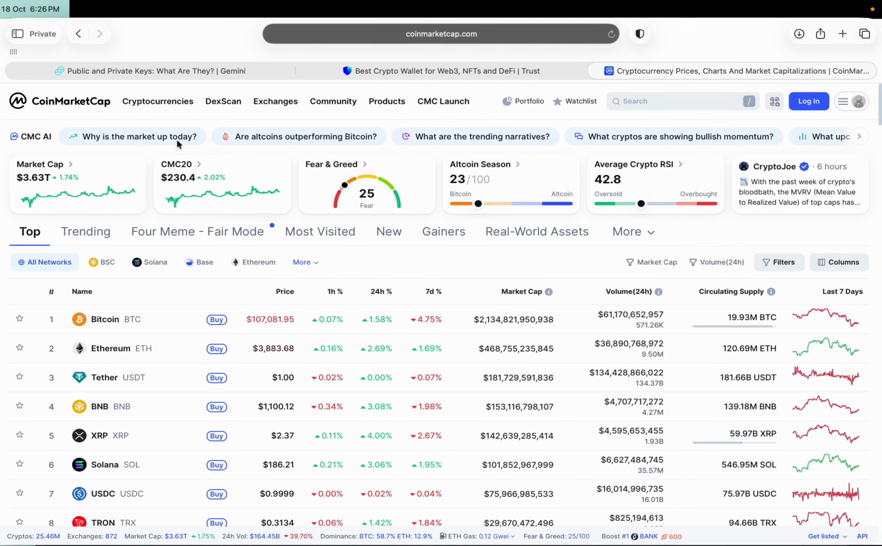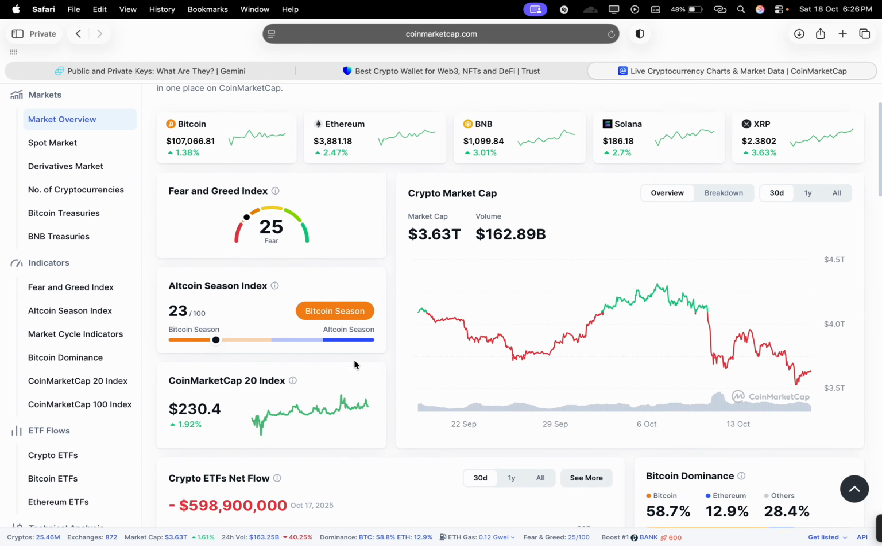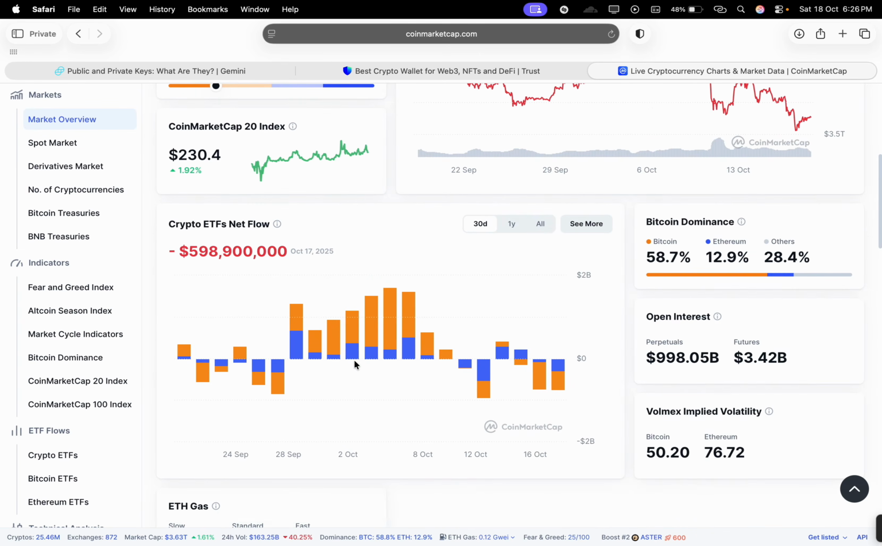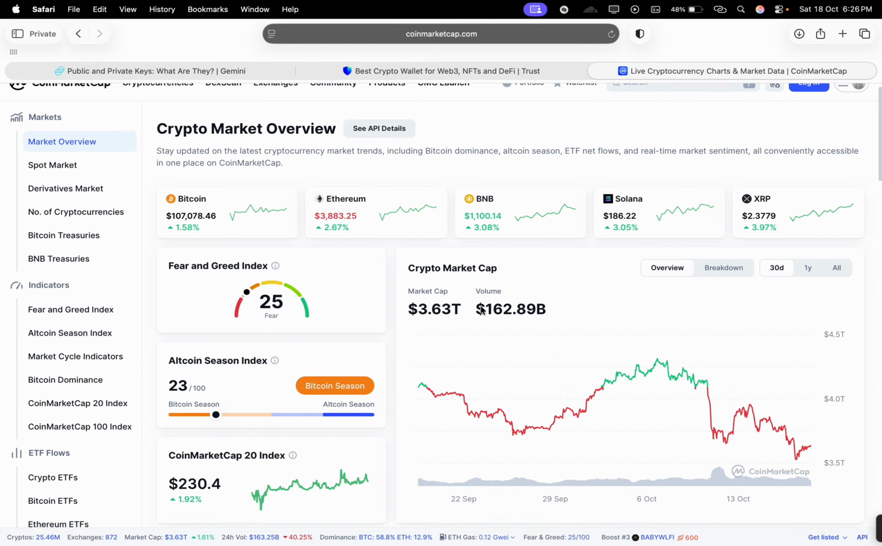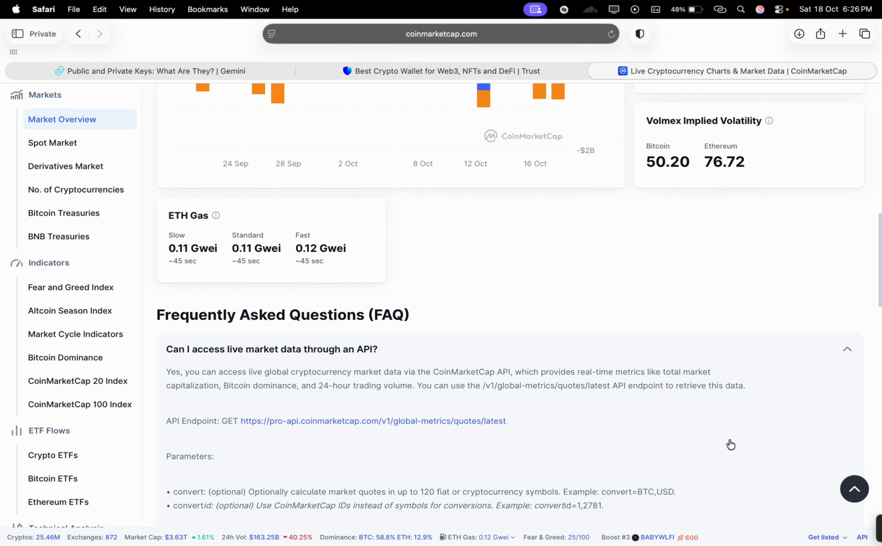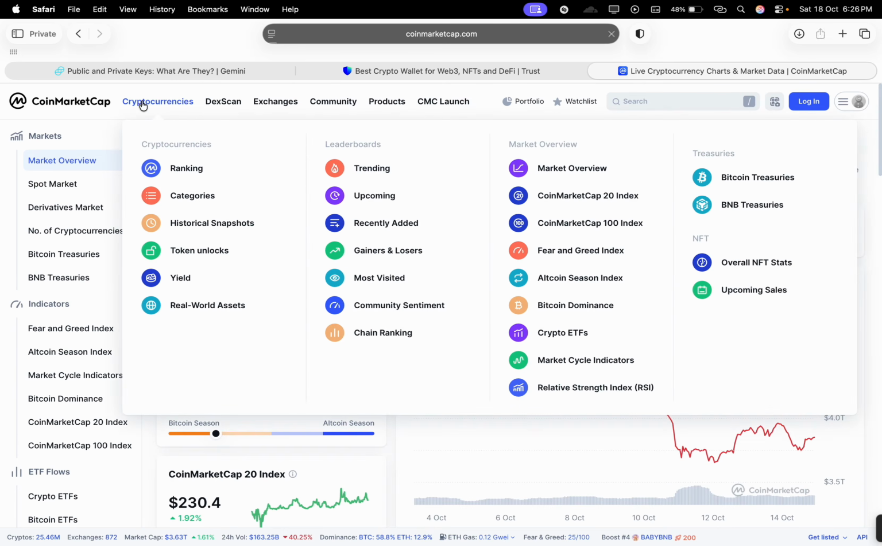If I make it bigger and if I go to market cap, okay, so currently today I'm unable to see here how many cryptocurrencies are there today. If I go back to cryptocurrencies, okay.